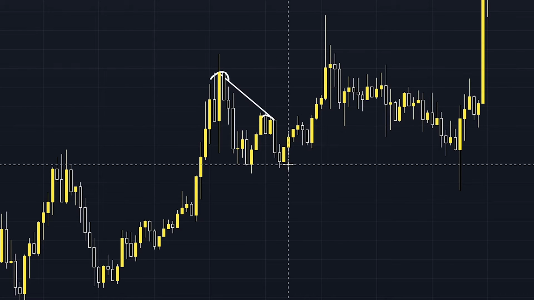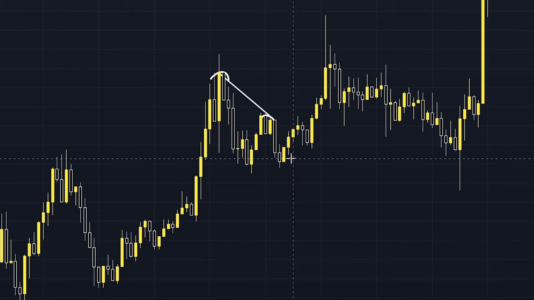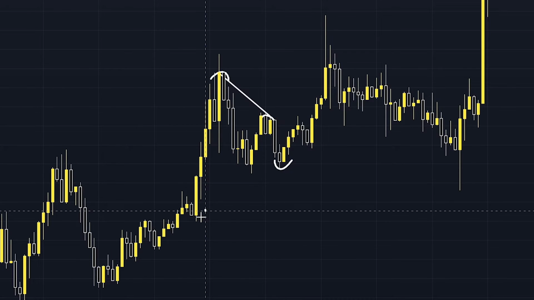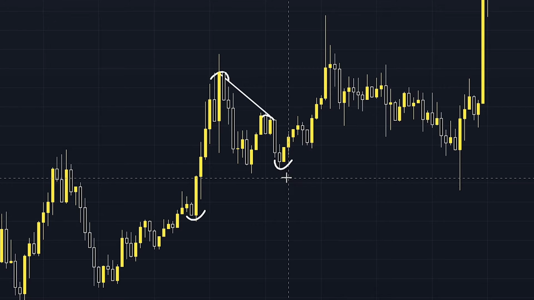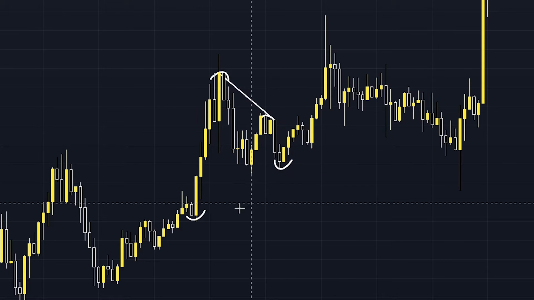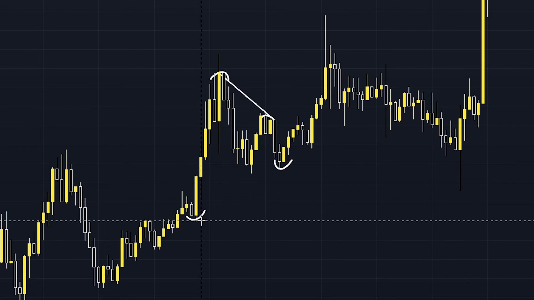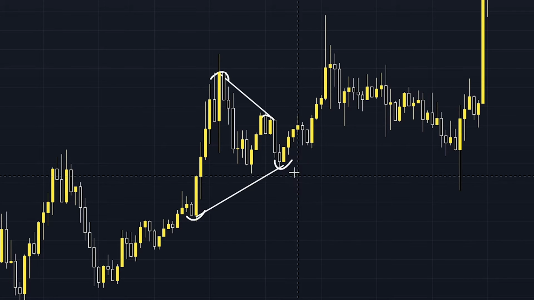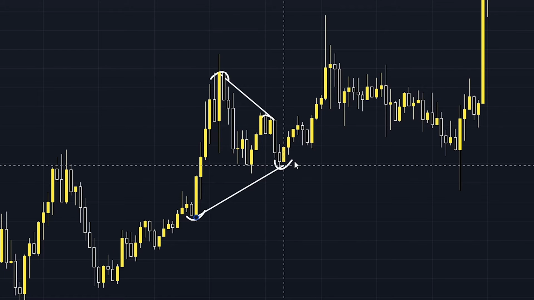All done. Second step, we have to find two lows. One right here, and this is the second one. The second low should be higher than the first one. We will connect these two lows as well with a trend line. And now guys, we will continue these two trend lines.